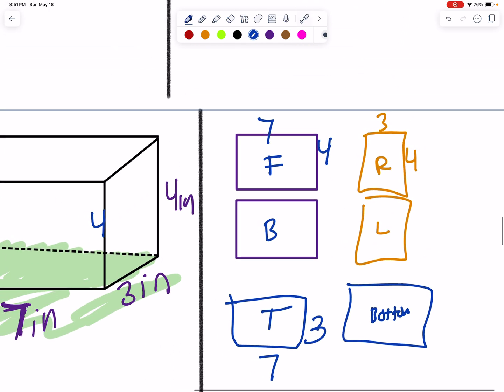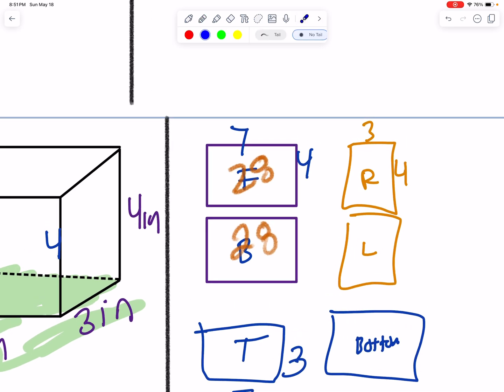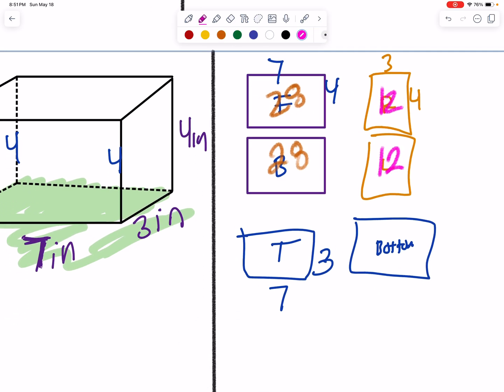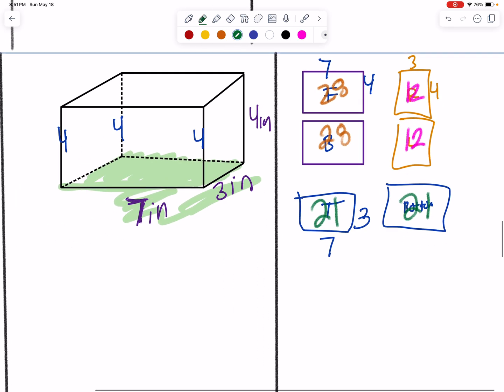All right, and then I multiply. 7 times 4 is 28. That means they're both 28. And then I look at this one. 3 by 4 is 12. That means that's 12 too because they're exactly the same. And the top and the bottom is a 7 by 3, which is 21. That's 21. And then I just add them together.